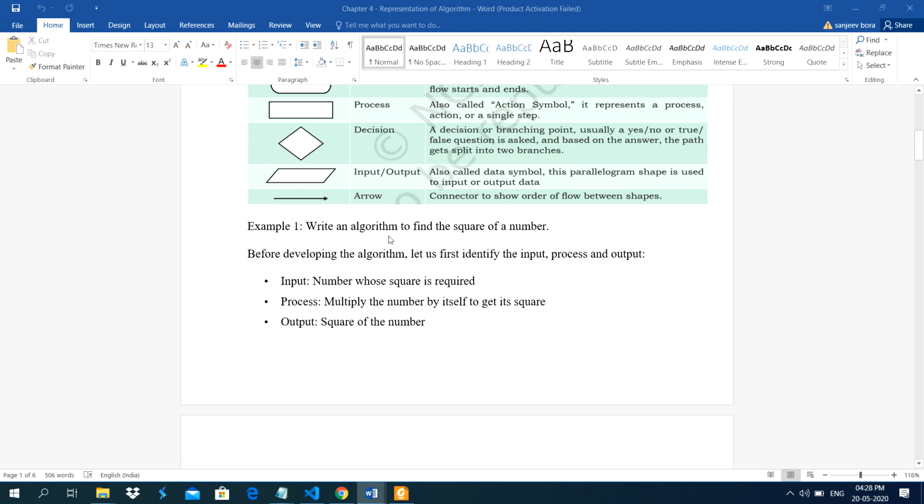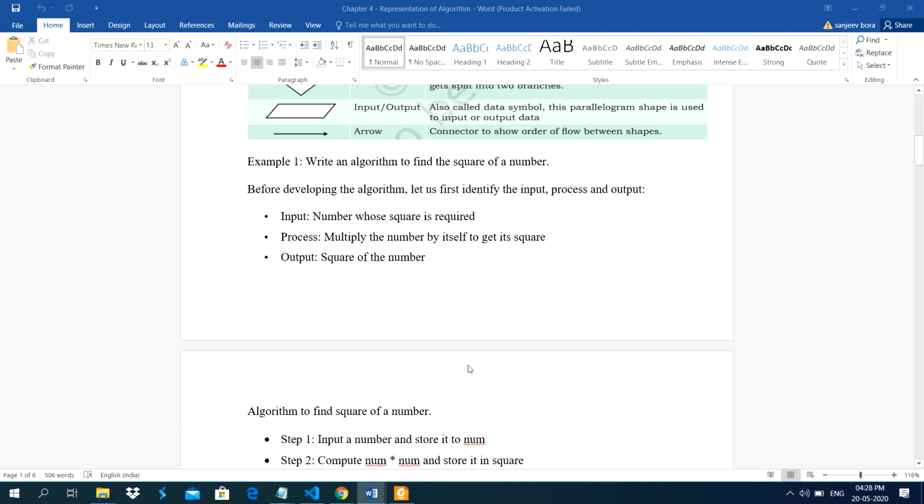Next, there is one example. Write an algorithm to find the square of a number. Before developing the algorithm, let us first identify the input, process and output. Here, only one number is used to find the square of a number. So input is a number. Second is the process. Process means you have to multiply the number two times. And output is the square of a number. So there is only one input and one output, and process means to multiply the input again with the input.